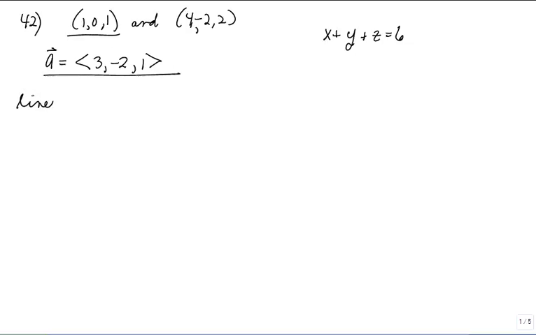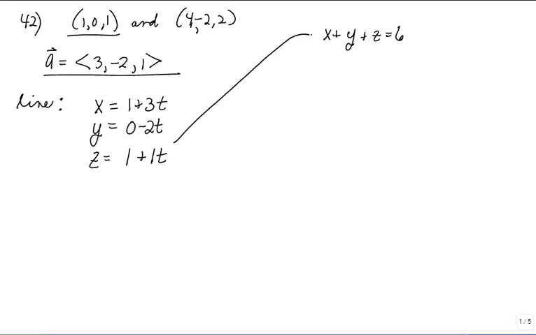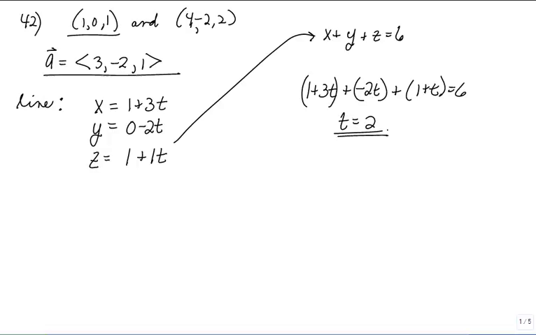So this line is x equals 1 plus 3t. I'm going to use this first point. y equals 0 minus 2t, and z equals 1 plus 1t. If I plug those back in here to see where they intersect, that's x, this is y, this is z. I get t equals 2, and then I plug that back in here, and I get the point.